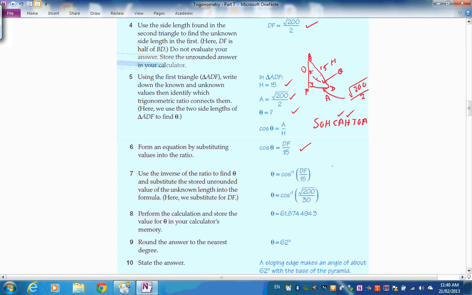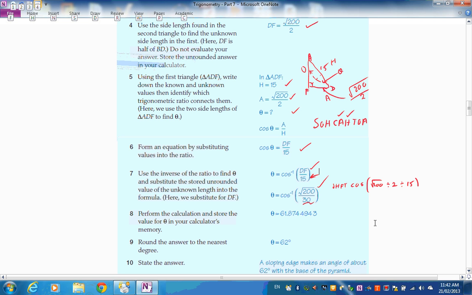DF was our go-between. So we can actually stick DF in there, which is on the calculator, shift cos bracket root 200 divided by 2, and then keep going, divided by 30. Okay, doing it like that will enable us to work all of that out. The book is divided by 30 there. Oops, sorry. Well, we should be dividing by 15, shouldn't we? Because we have a 15 there. They put their 2 in the bottom line. So have a look at that. So what do you think there?